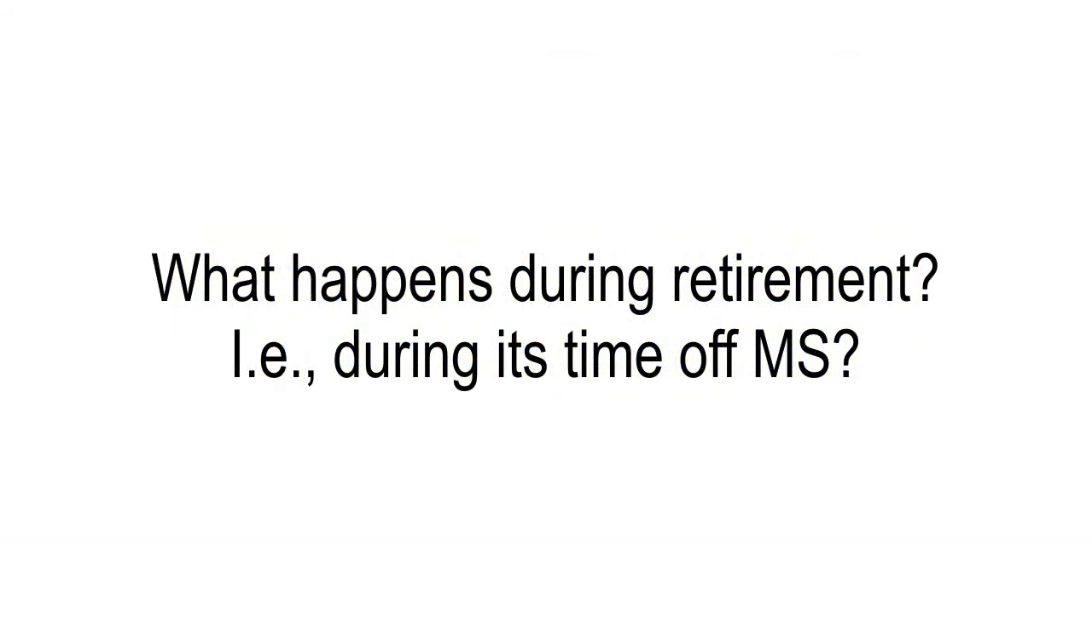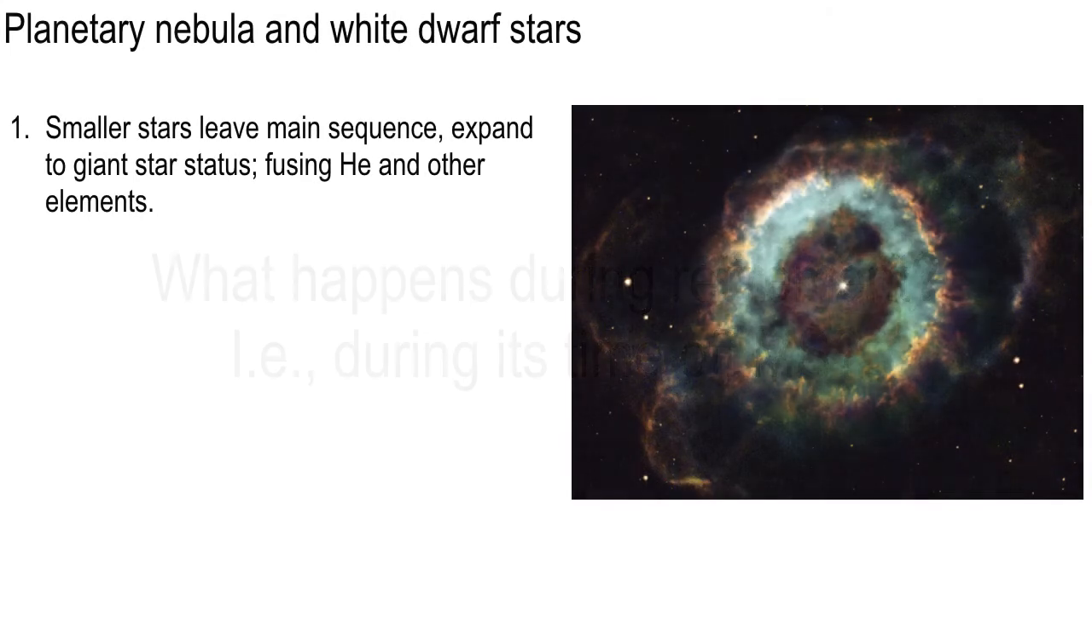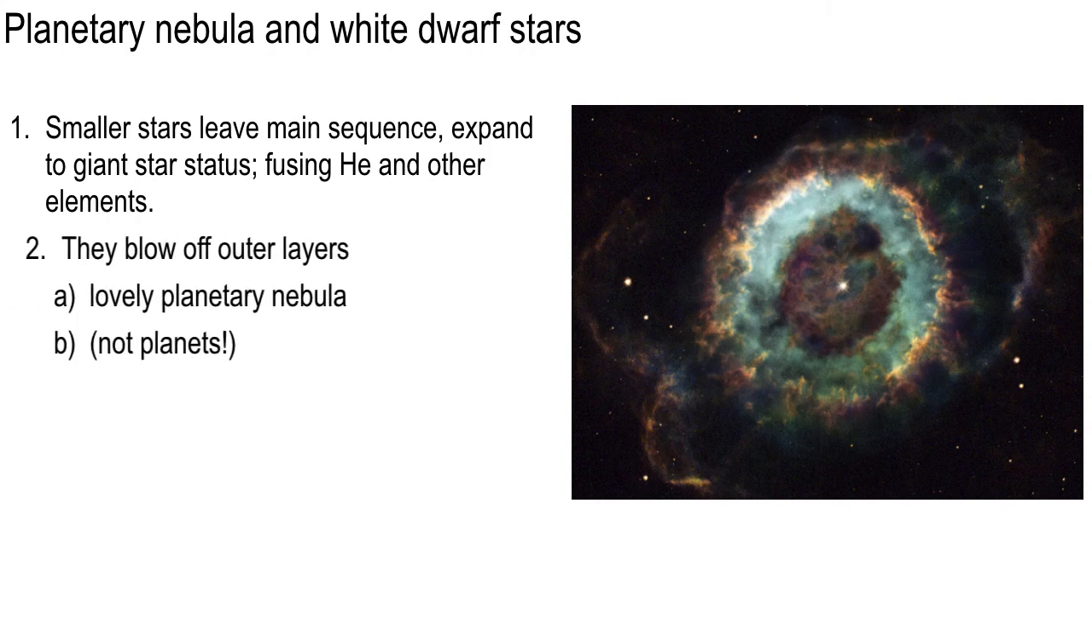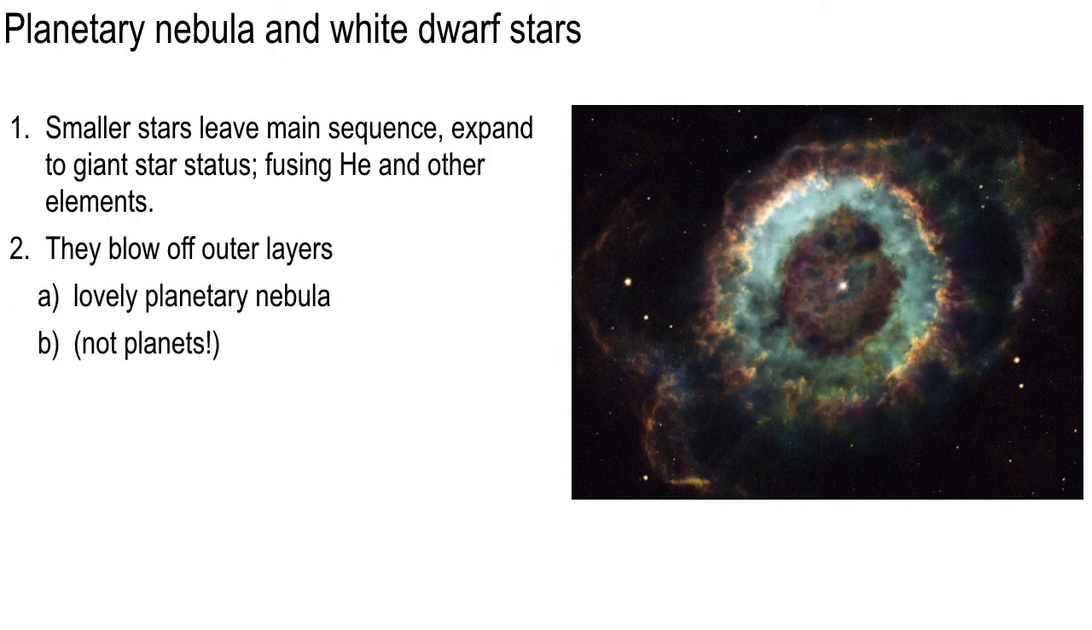Now, they're moving off to retirement. You know what exactly happens? Well, for a low-mass star like the Sun, and get ready for a clicker question in just a minute, if it's a smaller star, it's going to leave the main sequence. It's going to expand to giant star status of some kind, and that's because it's going to start fusing helium and other elements, like silicon and carbon. When they do that, they expand, so they get bigger. The further away the surface of the star is from the core, the weaker the gravity, so the outer layers of the star can be unstable.